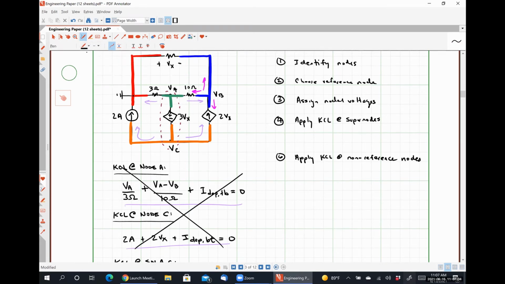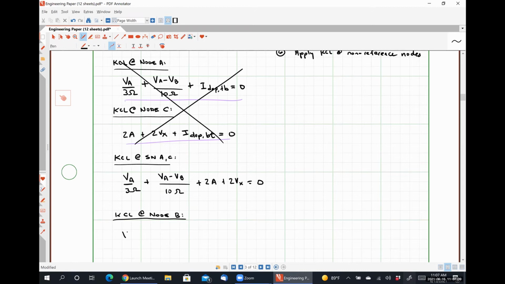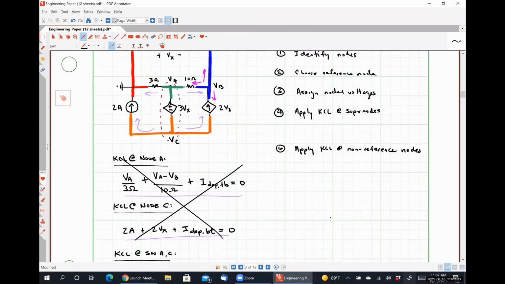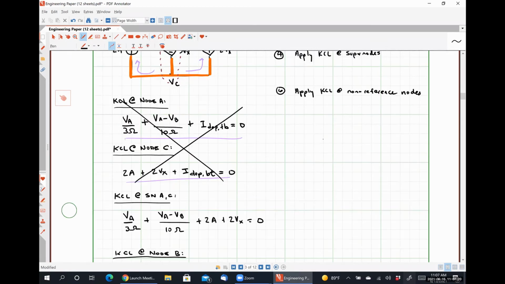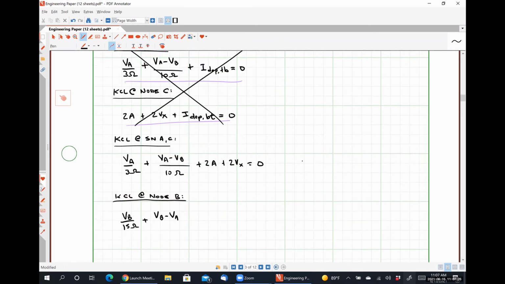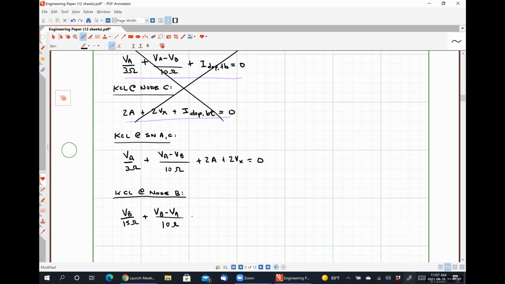So my current flowing up is VB divided by 15 ohms. My current flowing to the left through the 10 ohm resistor is VB minus VA over 10 ohms. And my current flowing down through my 2Vx dependent current source is going to be minus 2Vx is equal to 0.